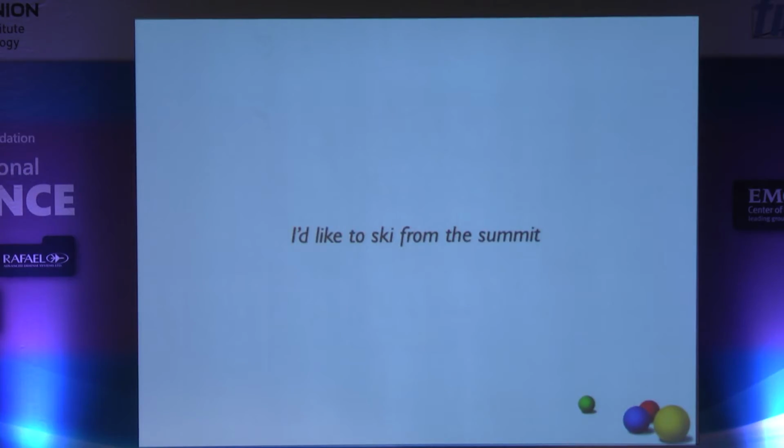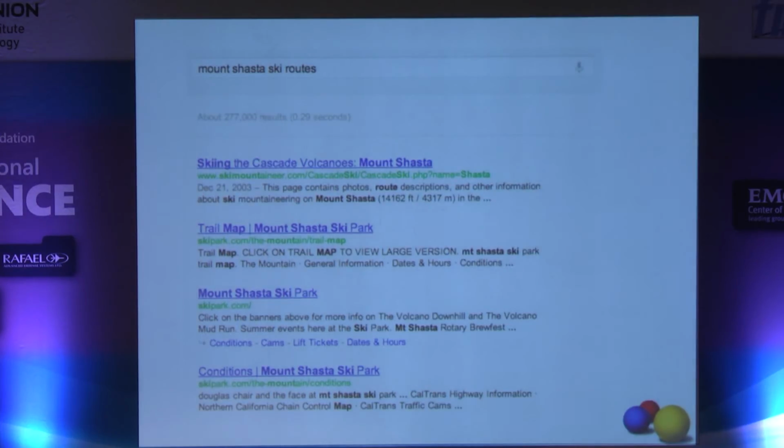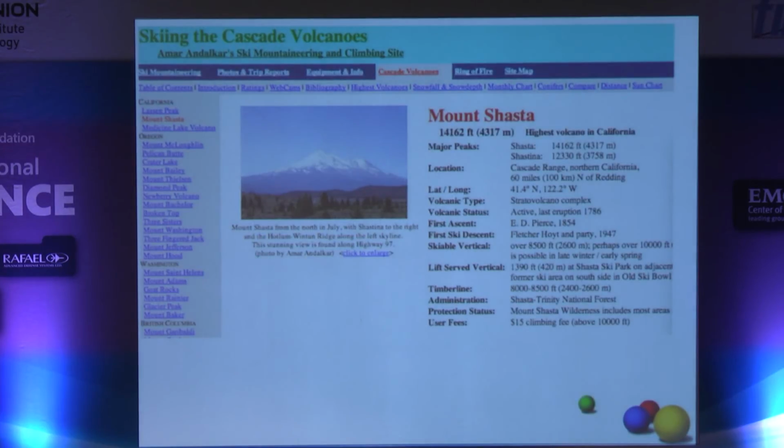What I really like to do, I don't like to walk down mountains, I like to ski them. So I'm going to ask about Mount Shasta ski routes. Again, I get links. This is a concept that is not in the knowledge graph. And it turns out that most of these links are useless. That, for instance, is about a little ski area next to Mount Shasta, and so on and so forth. They are all useless. It turns out that's the one that I want.